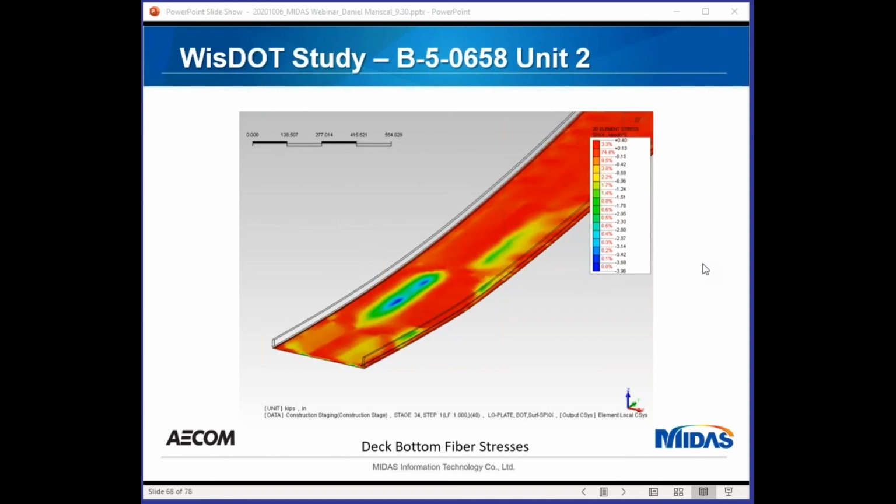This is a view of the bottom fiber stresses of the deck. It's kind of opposite than before. The bottom stresses now on the left side of the girder, there's more compression than on the right side because now the left girder is taking more load, so the positive moment is bigger, so the bottom fiber has more compression.